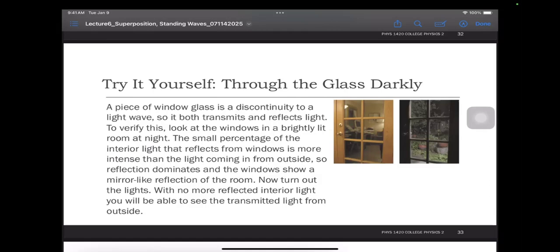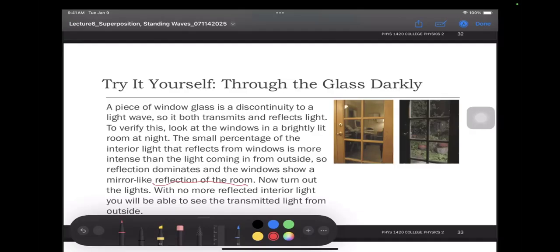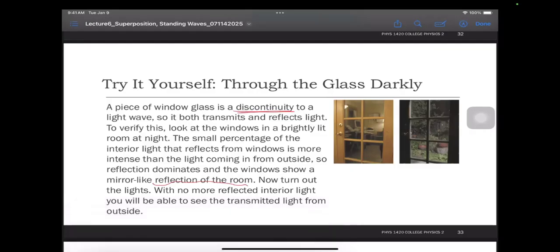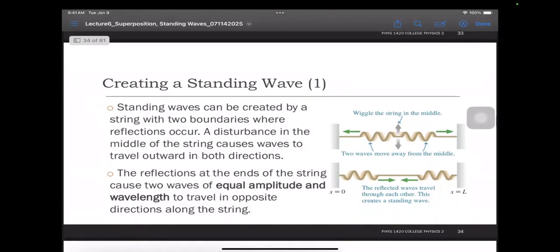You usually see this phenomenon when you turn on the light in a room and see a mirror-like reflection of the room. But if you turn off the light, you can see the light from the outside. This is a kind of wave discontinuity situation. Okay, let's continue.